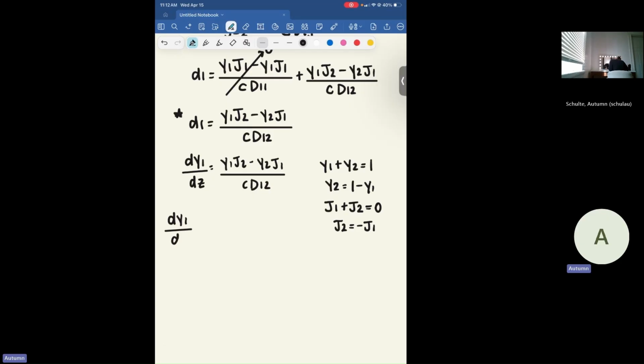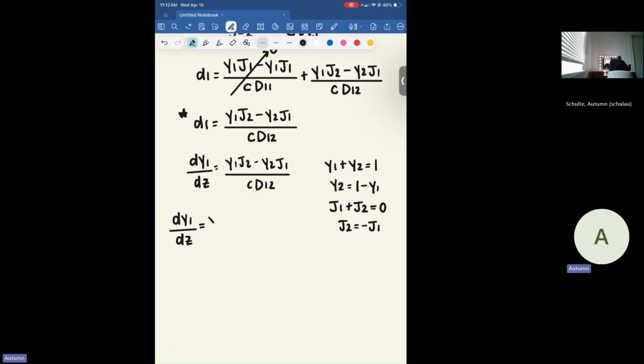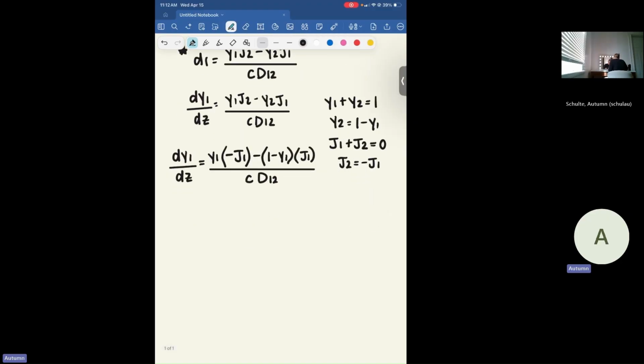So if we plug those back into our equation, we're still going to have the derivative of the mole fraction of component 1 with respect to our position z. And this is equal to our mole fraction of component 1 multiplied by the negative molar diffusive flux of component 1 minus 1 minus the mole fraction of component 1 multiplied by the molar diffusive flux of component 1, still divided by the overall molar concentration and the diffusive constant of components 1 through 2.